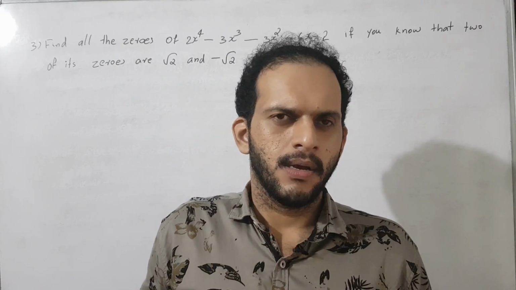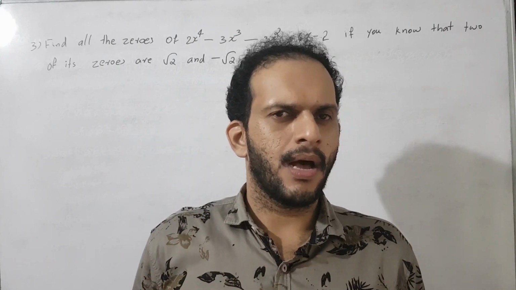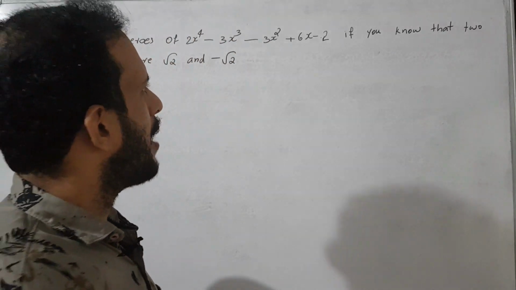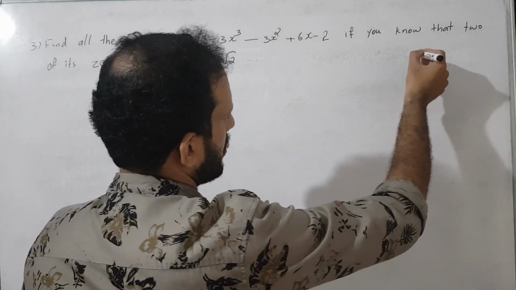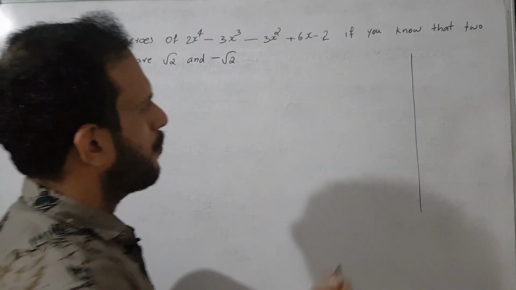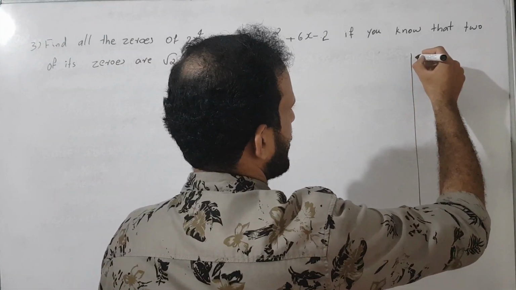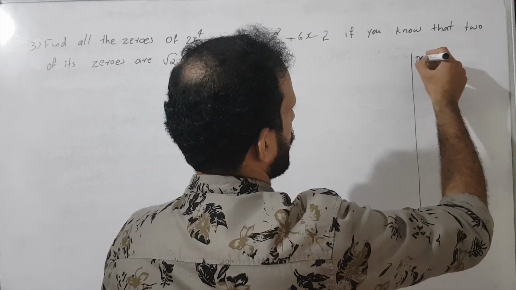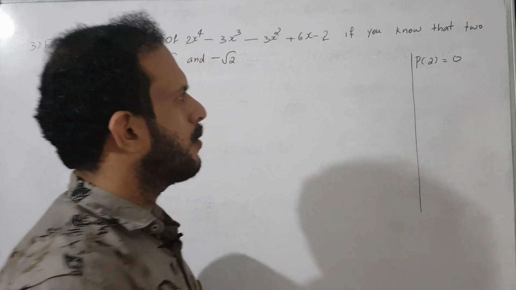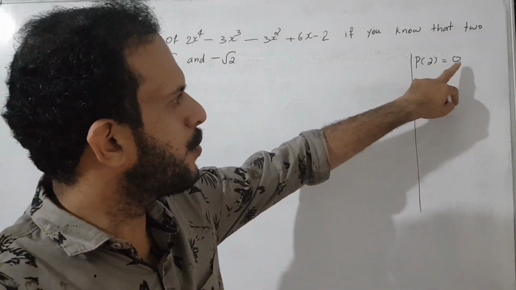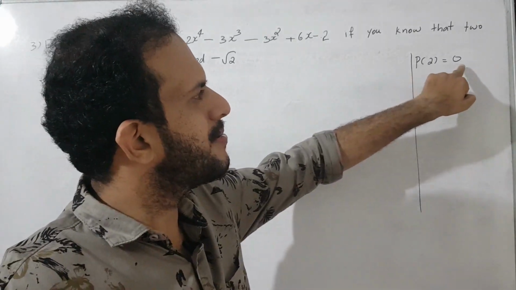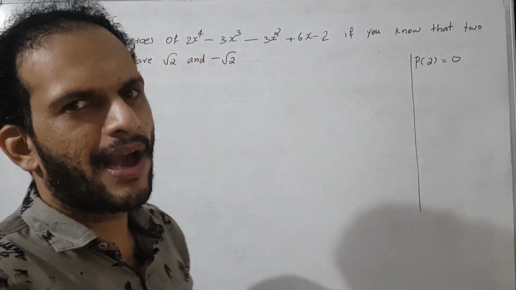Then how to find the remaining zeros? Then the idea, you just recall the ideas we learned last year. If we study the remainder theorem and factor theorem, if p of 2 is equal to 0, p of 2 is equal to 0 means 2 is a zero of the polynomial. P of 2 is equal to 0, then what is the factor?